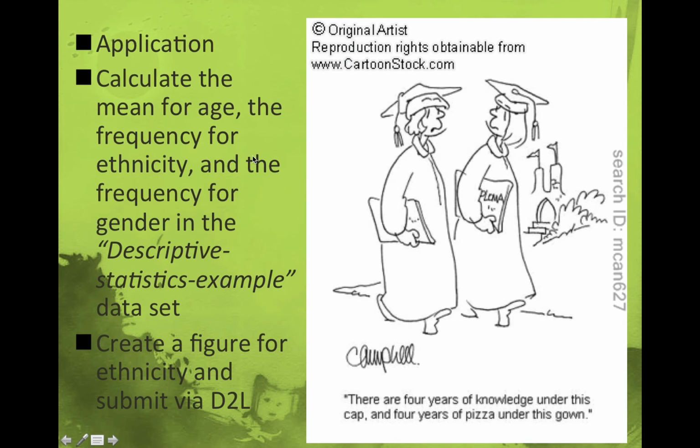So we're going to do an application. I realize it's kind of quick and dirty, but hopefully the example I give you will provide more detail. I'm going to have you open the Excel file that's in D2L, and it's under the Dropbox. You'll see it is due June 28th. It's called Descriptive Statistics Example. You're going to calculate some statistics, and then you're going to create a figure.